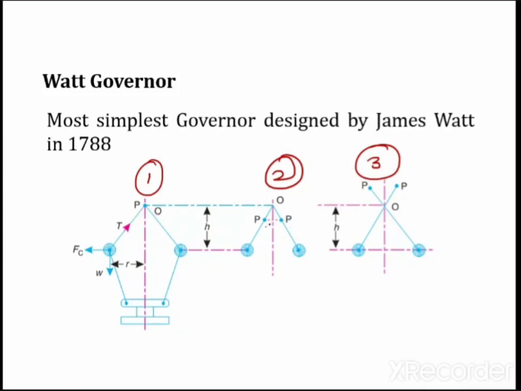Here you can see the pivot point P is offset from the spindle axis. Can you see this pivot point P is here and spindle axis is here? So there is an eccentricity e over here. So O and P are not at one point. And in this third case, the pivot P is offset, but here you get the initial intersection point at this point, which is called the O point, right? So these are the three positions of the Watt governor. But for analysis you consider this position number 1. So within a minute you will do the analysis.